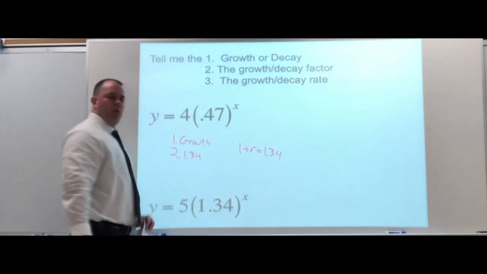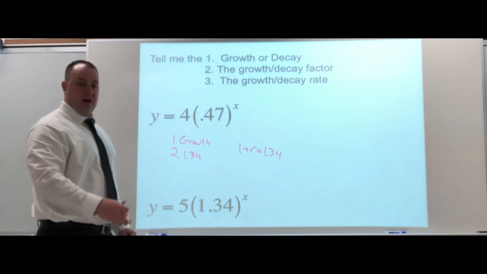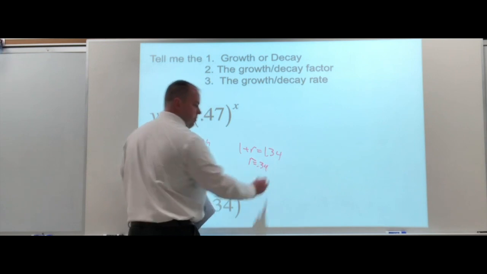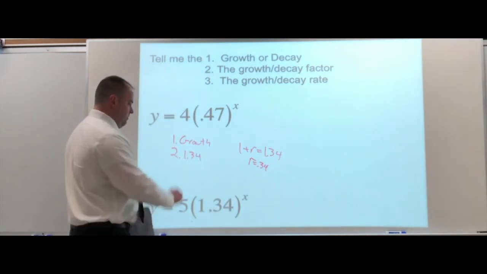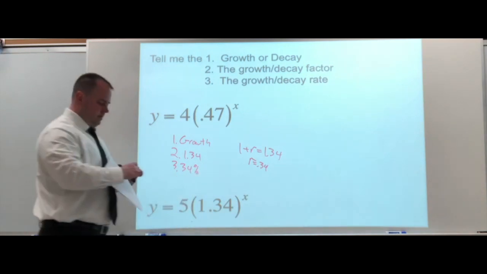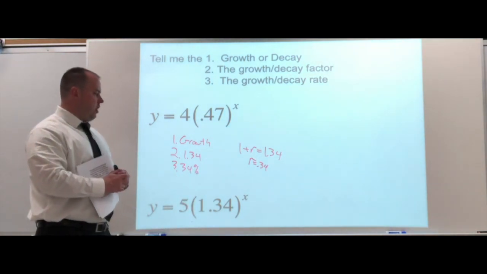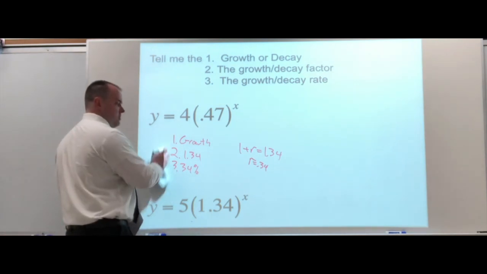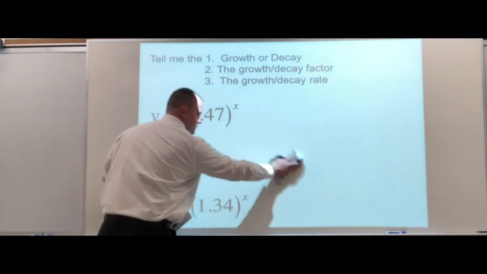Again, we have to think about what that R would be, so we just solve this. Subtract 1 from both sides, and R equals 0.34. So that would be 34%. Okay, so there was an example of growth, and we had an example of decay. You should be able to look at the equation and answer these 3 questions.